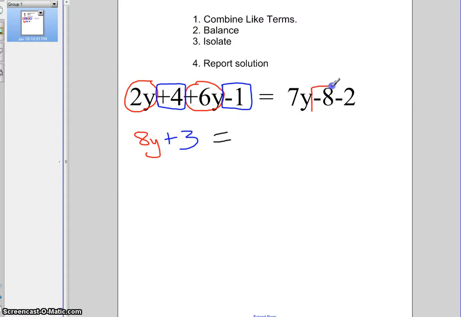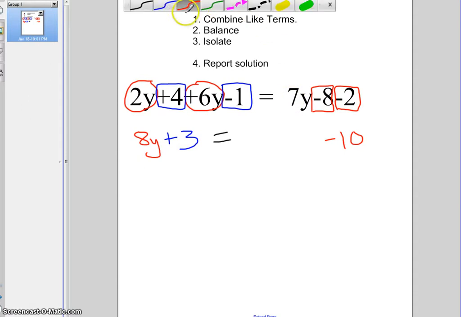I'm going to combine this -8 with this -2. Okay? When I combine these two together, I've got 8 negatives and I've got 2 negatives. Put them together, I've got now 10 negatives. And I'm going from left to right. 7y can't be combined with anything, so I'm just going to leave it as it is, and I'm going to write 7y minus 10. So now we've simplified this to 2 expressions on either side of the equal sign that don't need combining, and I'm going to balance now my equation.